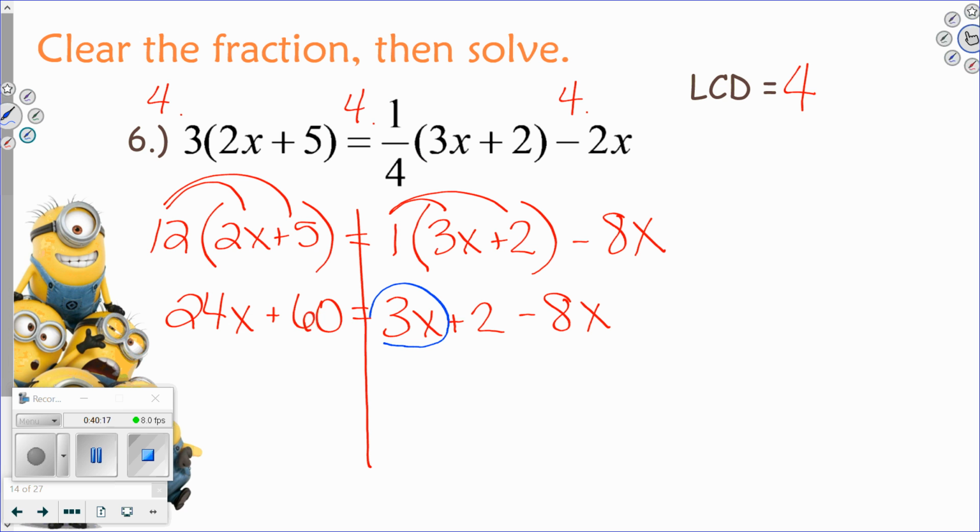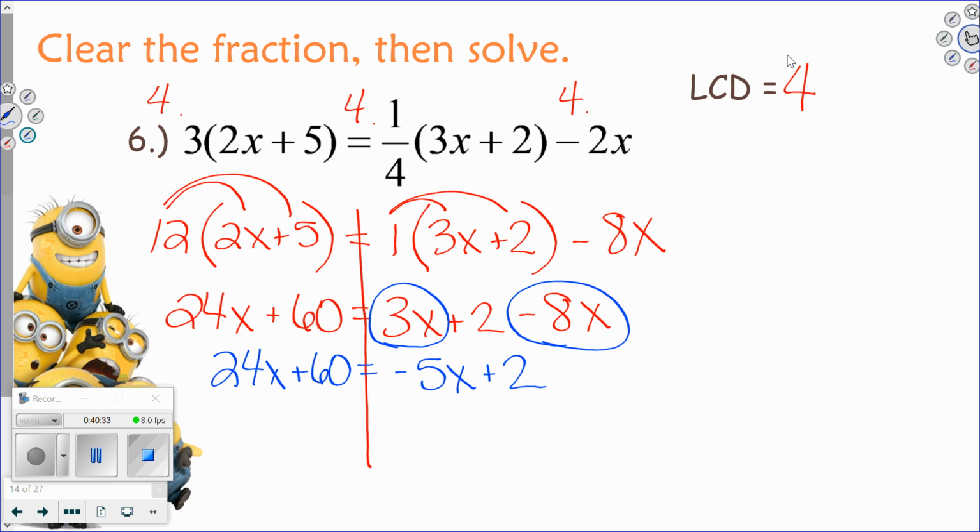I'd put like terms together. Some people like to move the 8 and then move the 3, and they do, and that's fine. Doesn't matter. So 24x plus 60 equals 3 minus 8x negative 5x plus 2. Yeah, so I think your biggest thing right now is slow down and not lose the little details. Okay.